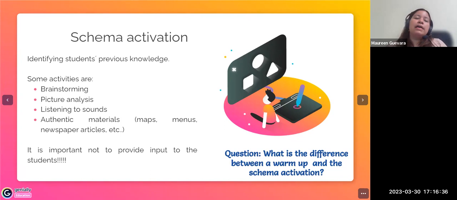Okay, so maybe you can ask your students to stand up and raise your hand, or let's go outside, or just some stretching before the class, and that's it. Maybe it's not related to the topic. The schema activation, yes, it is totally related to the topic because it is the first step in the cycle. I don't know so far if there is any question or I should just continue.